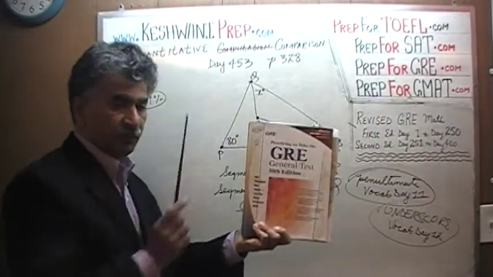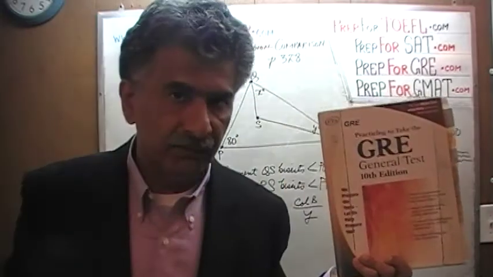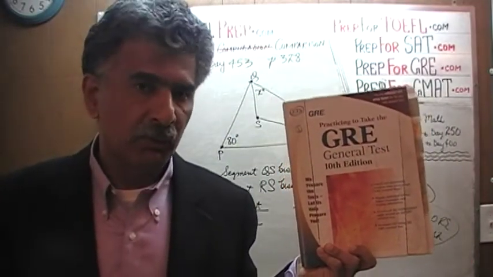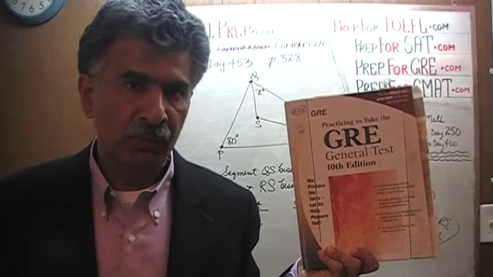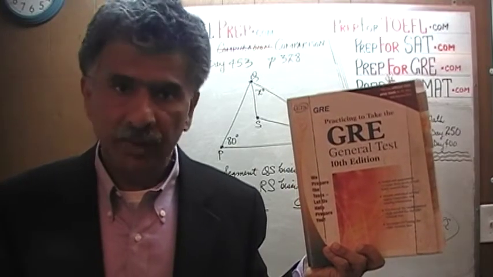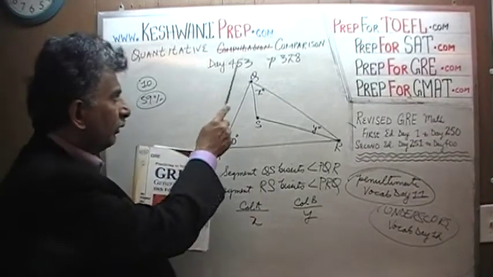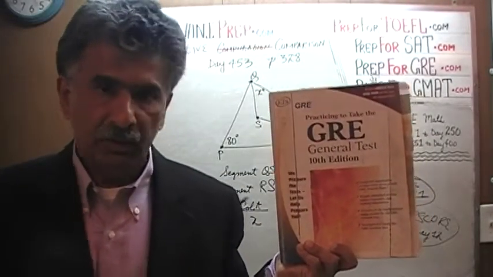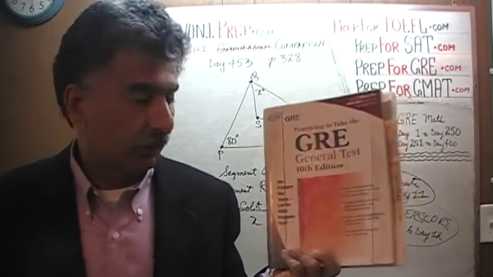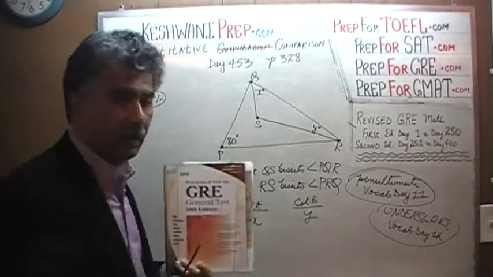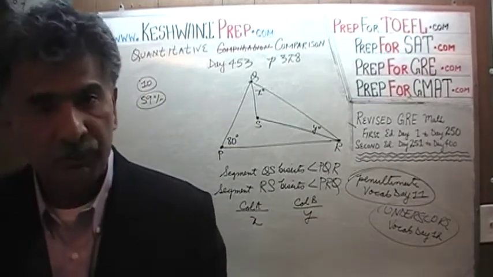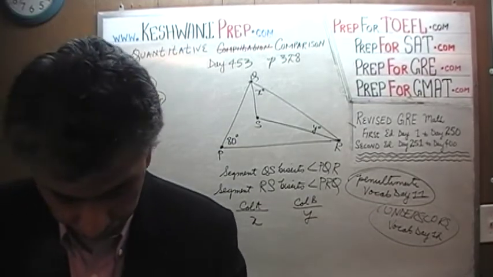Quantitative comparison questions have not gone away, they are still a big chunk of the exam, a very important part of the exam. Unfortunately for us, the newer books do not provide us with enough quantitative comparison questions to practice on. For that reason, from day number 401, we began solving some questions from here, the 10th edition of the general GRE. Right now, we are on page number 328. Please turn to it. Page number 328, the very first problem that you see there, problem number 10 in the first column.